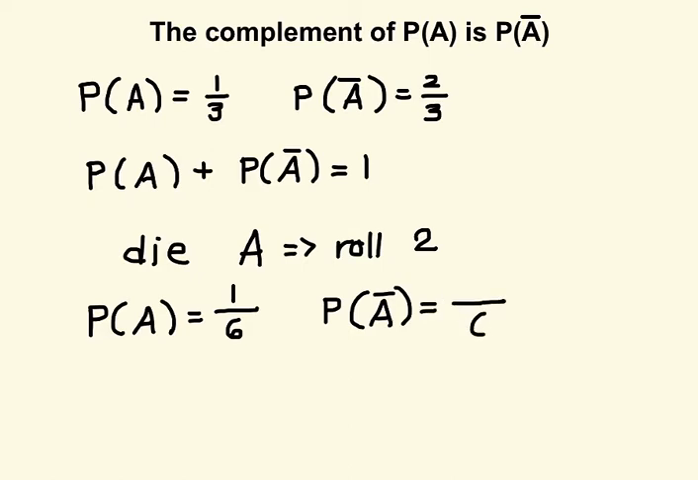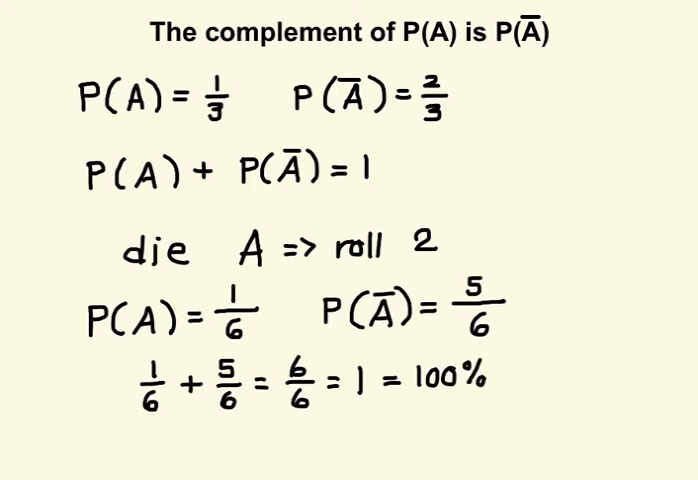Well, there are 6 sides in total, that's our sample size, but our event size is 5. We could roll a 1, a 3, a 4, a 5, or a 6. So there are 5 possible sides that do not have 2's on them. So the probability of the complement of A is 5/6. So in this case, if you take the probability of A and you add it to the probability of the complement of A, you end up with 6/6, which is 1, and 1 is equal to 100%.